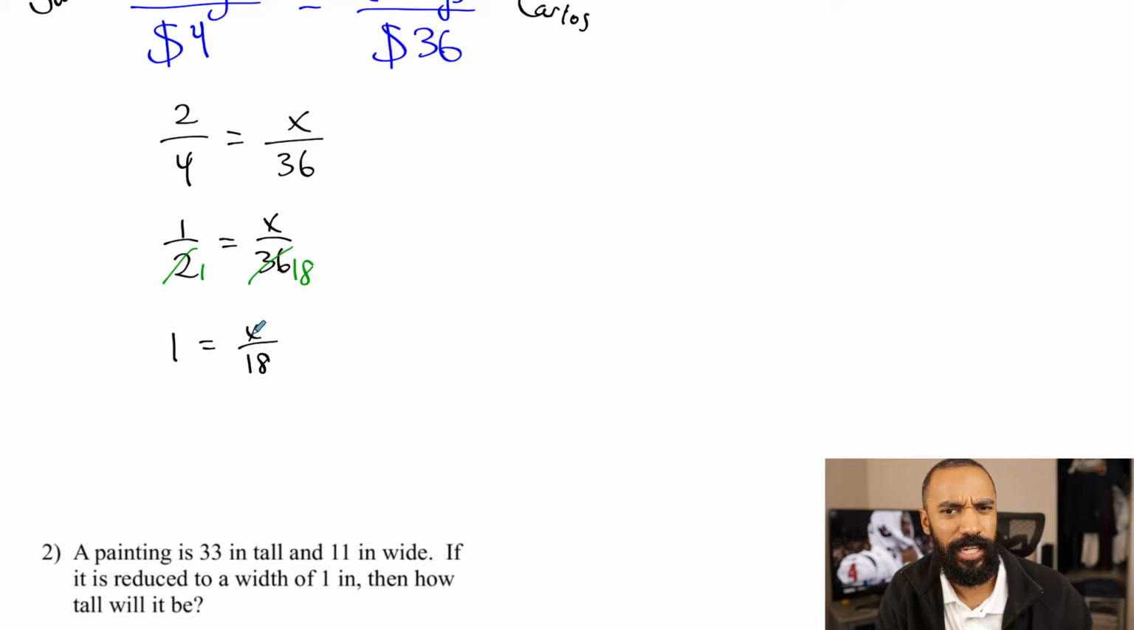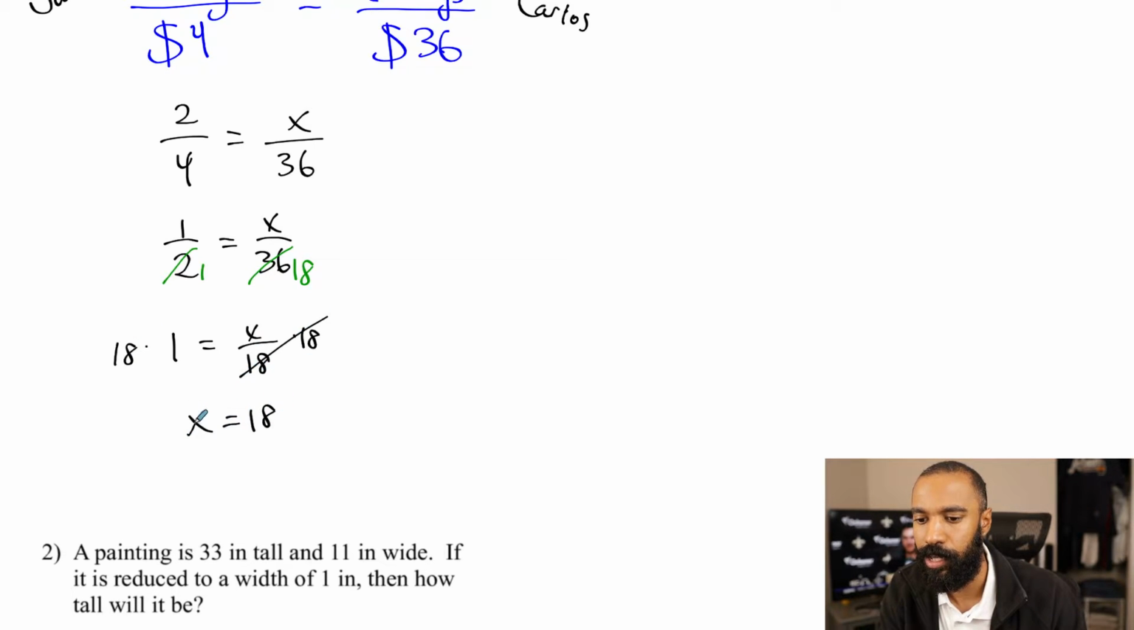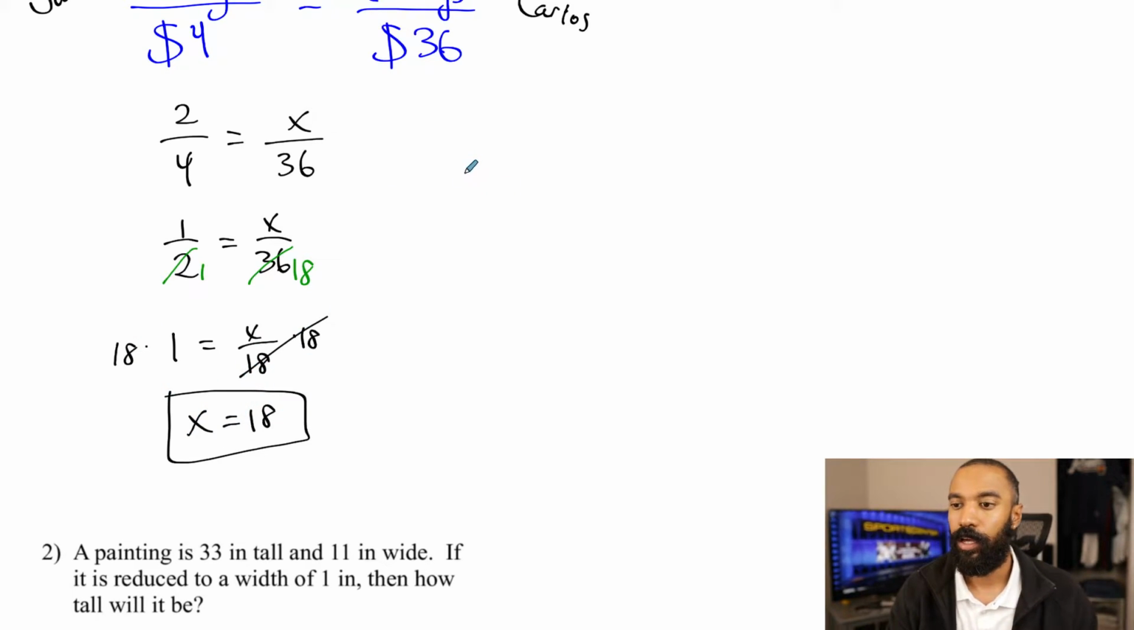X divided by 18 equals 1. A number divided by 18 equals 1. That number must have been 18. Multiply 18 by both sides. Boom. X equals 18.